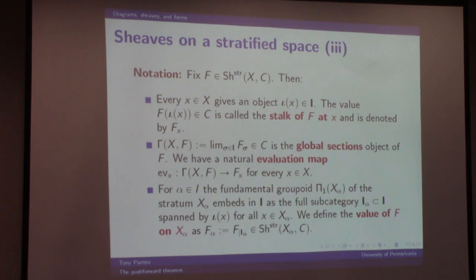then you can actually describe explicitly what it means to have a locally constant object on your stratum. The fundamental groupoid of the stratum is actually a full subcategory of the category of exit paths. It's just spanned by all objects i_x where x runs over the stratum. And you can define the value of F on the stratum as the restriction of F to that subcategory. And then the fundamental groupoid actually acts naturally on it, and that's what the locally constant guy is.